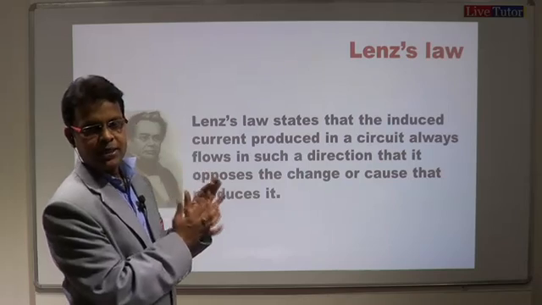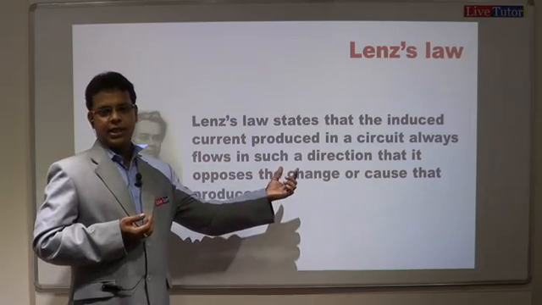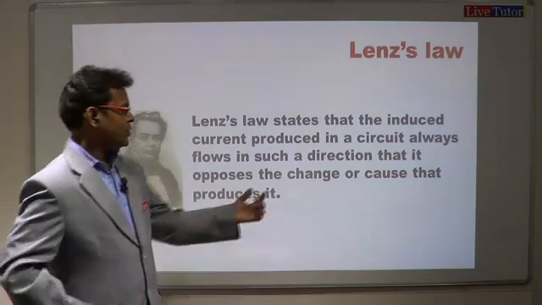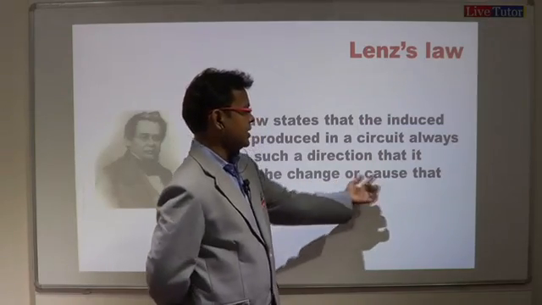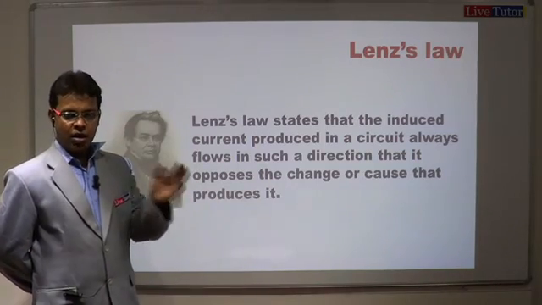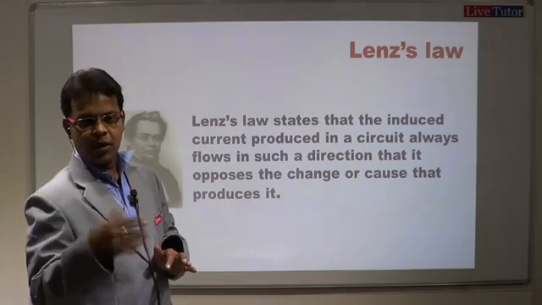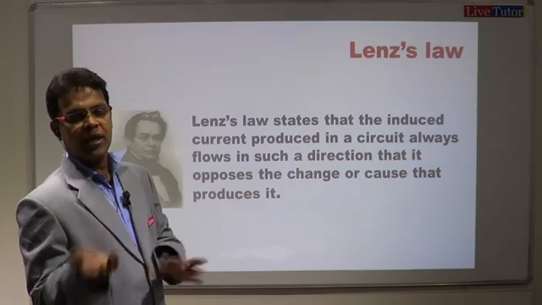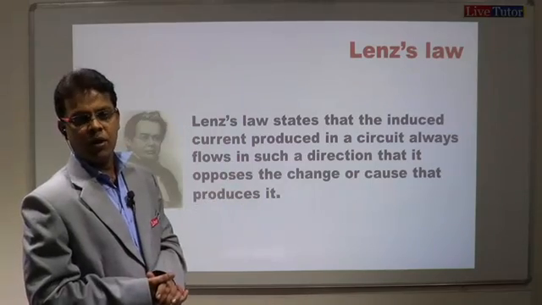So that is how we found that Lenz's law states that the induced current produced in a circuit always flows in such a direction that it opposes the change or cause that produces it. Read this line carefully. It opposes the change, that is all actually. We can say the extra word is cause. What is that cause? Change in the magnetic flux. What is the result or consequence? Production of induced EMF, induced current. So the current flows in such a way that it opposes whatever produces the induced current.